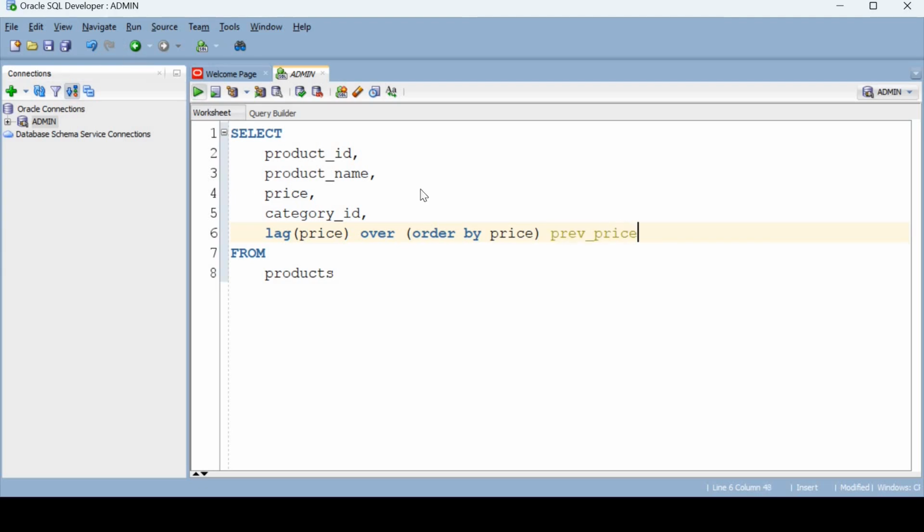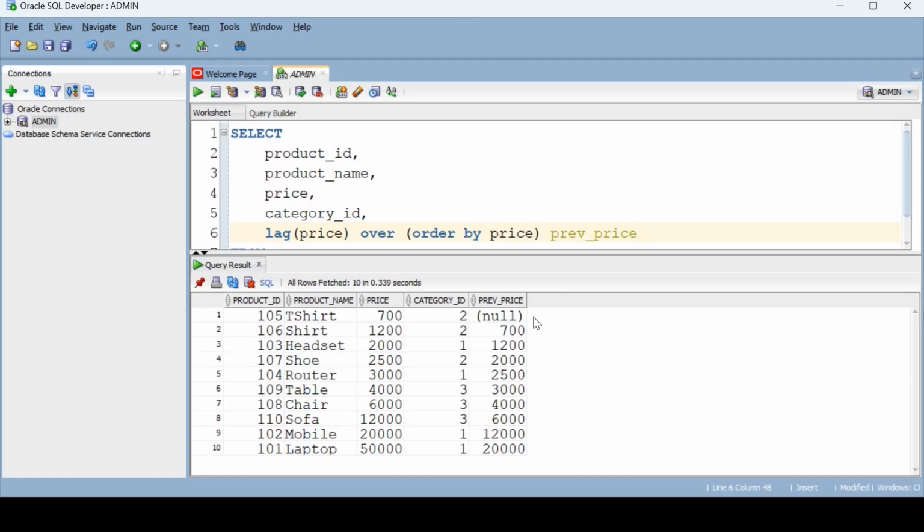Now we'll run this query. You'll see all the records are ordered by the price, and in the last column we are getting the price of the last row. For the first row, the previous price is null as it is the first row. For the second row, I'm getting the previous price, which is 700. For the third row, I'm getting the previous price, which is 1200. So like this, we are getting the previous price for each record.